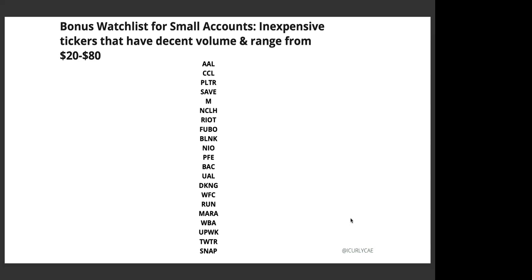So American Airlines, Carnival Cruise Lines, Frontier, Save is an airline, ain't it? Macy's, Norwegian Cruise Lines, Riot, Fubo, Blink, Neo, Pfizer, Bank of America, United Airlines, DraftKings, Wells Fargo, Sunrun, Mira. Is Mira Mira? I don't know. I think WBA is Walgreens, Upwork, Twitter, and Snap.